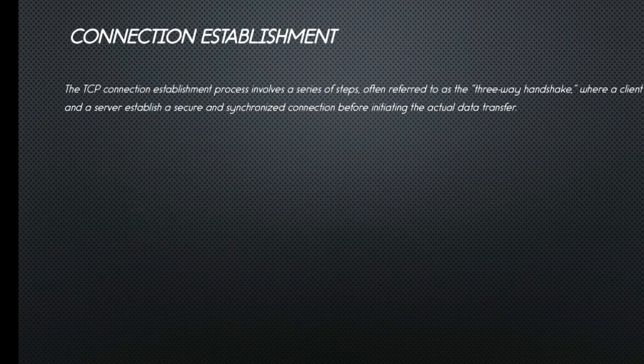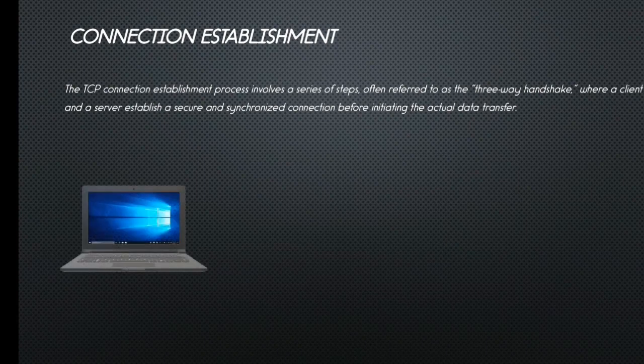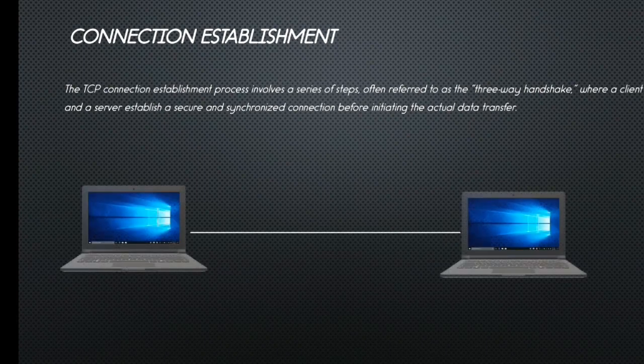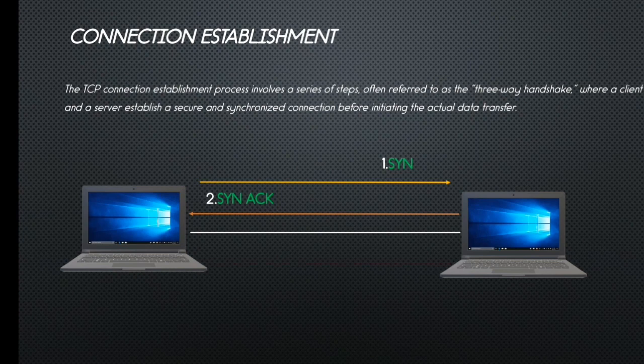The TCP connection establishment process involves a series of steps, often referred to as the three-way handshake, where a client and a server establish a secure and synchronized connection before initiating the actual data transfer. The first step is that a computer will send a message called a SYN. Then the receiving computer will send back an acknowledgement message telling the sender that it has received the message, and then finally the sender computer sends another acknowledgement message back to the receiver.